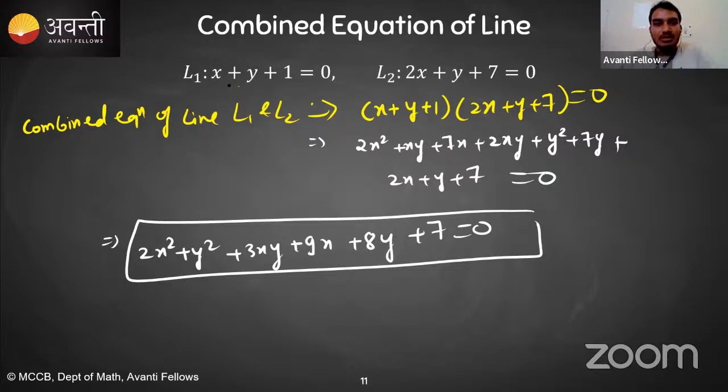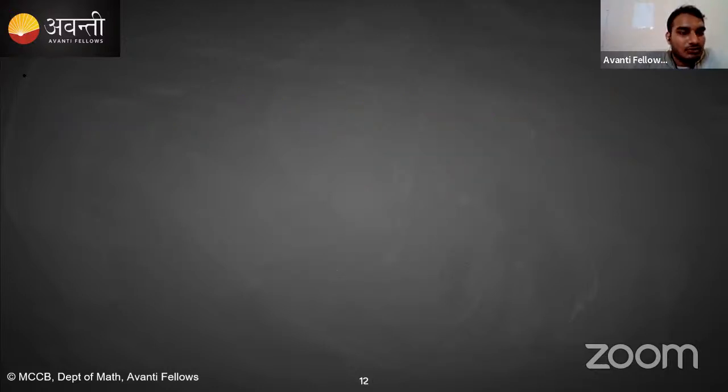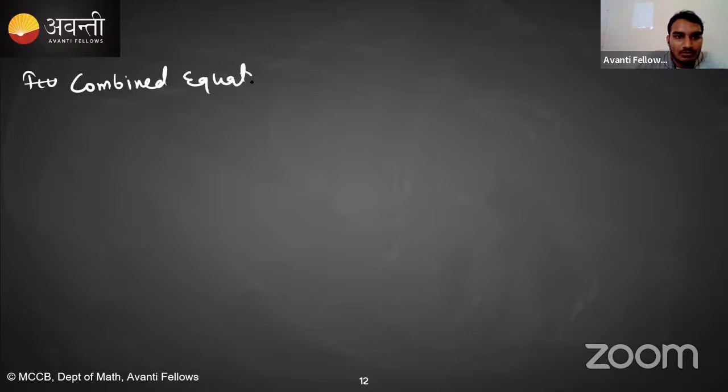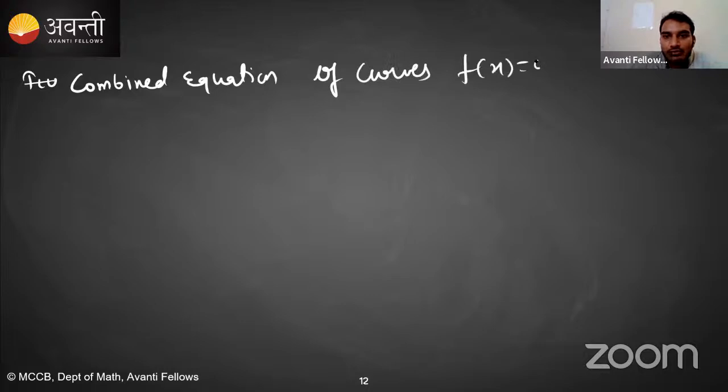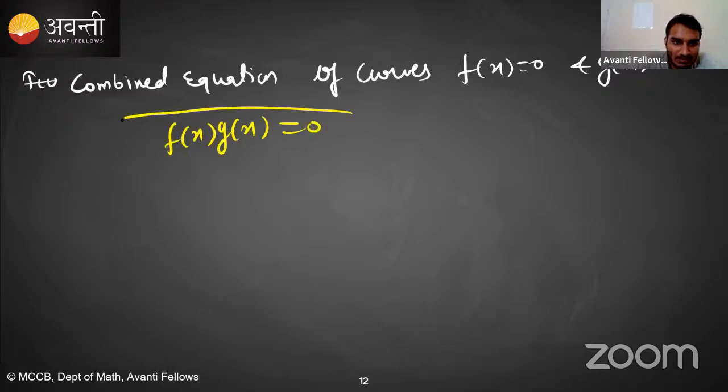Clear? Okay, very good. So in general, if I say the combined equation of curves, kya hai? Let's say f of x is equal to 0 and g of x is equal to 0. Okay, so how will you do it? You just multiply f of x into g of x is equal to 0. This is nothing but the combined equation of two curves.